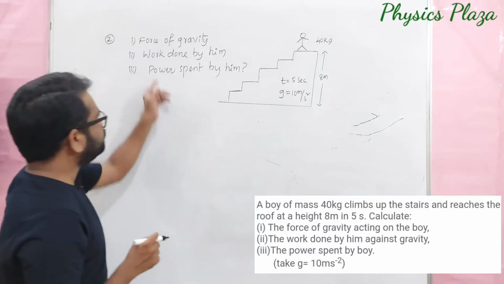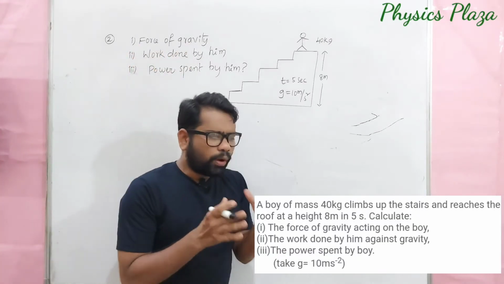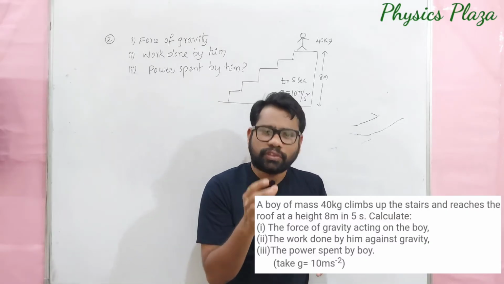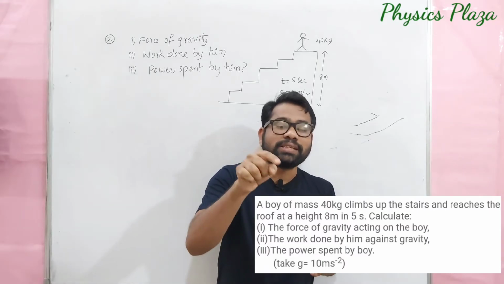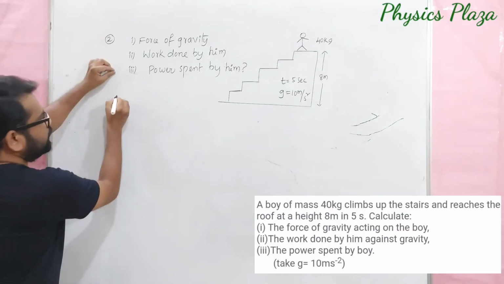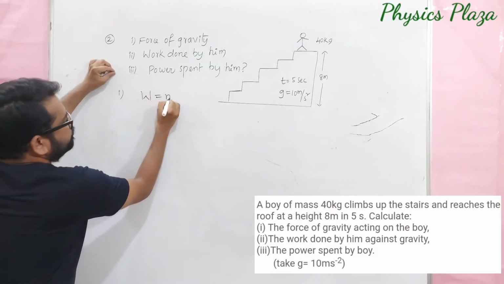So, look here. The first one, they are asking us to calculate the force of gravity. Children, what is the force of gravity? It is nothing but the weight. The force with which the boy is pulled by gravity, the actual weight. So, here they are asking us to calculate the weight of the boy. So, children, first let us calculate the force of gravity. So, we know that W is equal to mg.